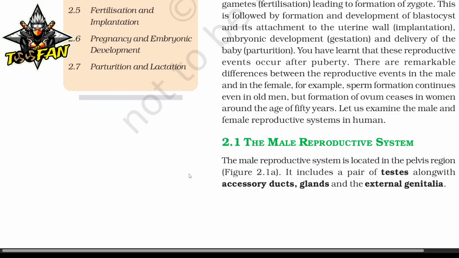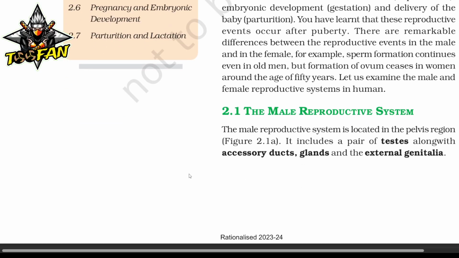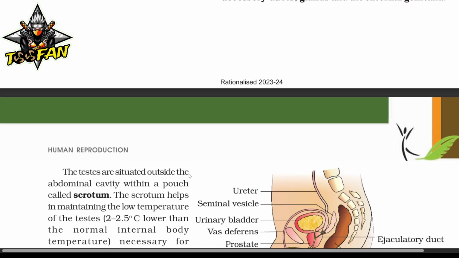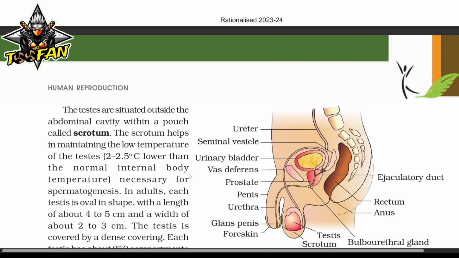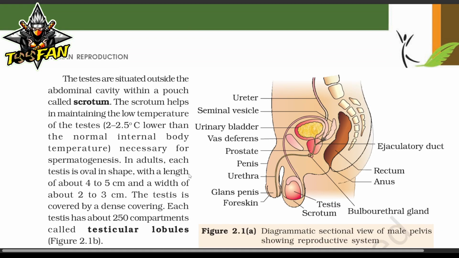The male reproductive system is located in the pelvis region. It includes a pair of testes along with the accessory ducts, glands, and the external genitalia. The testes are situated outside the abdominal cavity within a pouch called the scrotum. The scrotum helps in maintaining the low temperature of the testes, 2 to 2.5 degrees Celsius lower than the normal internal body temperature, necessary for spermatogenesis.